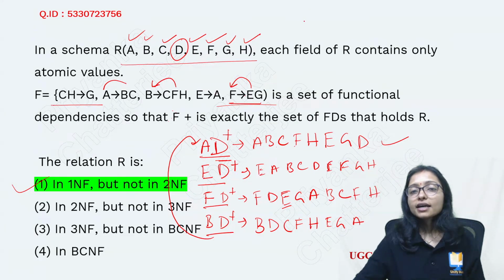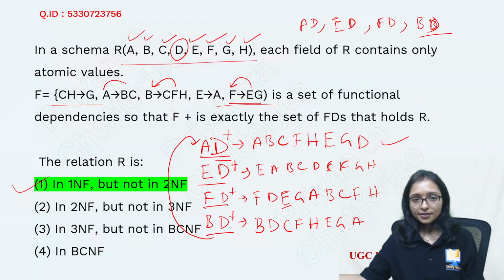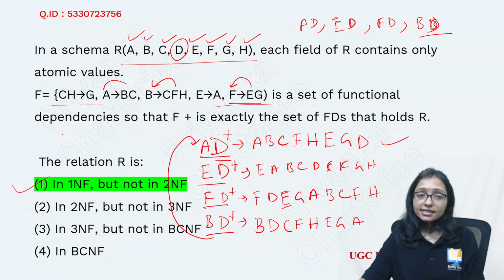These all are the candidate keys here. AD is a candidate key. ED is also a candidate key. FD is also a candidate key. BD is also a candidate key. These all are the candidate keys. Now you check here. Is it in BCNF?